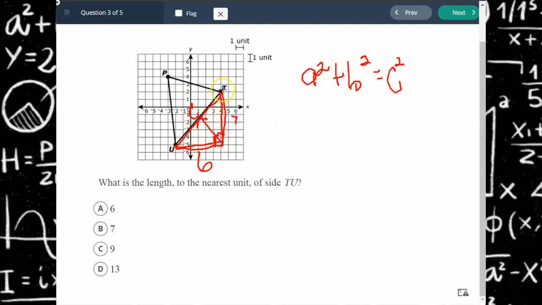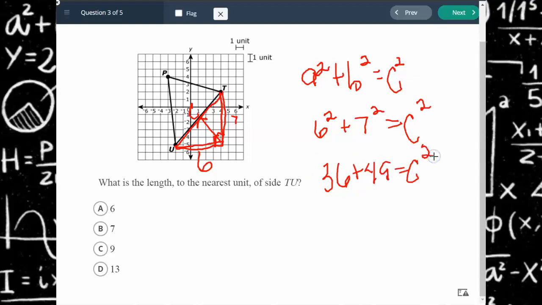So this diagonal length in the coordinate plane is C, or our hypotenuse. Let the legs A and B be 6 and 7. So 6 squared plus 7 squared is equal to C squared. 6 squared is 36, plus 7 squared is 49, and that will equal C squared. We do the math and add this together. 36 plus 49 is going to be 85.